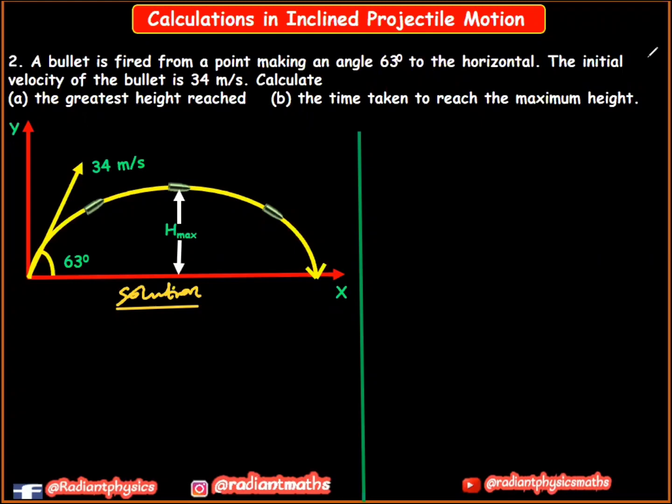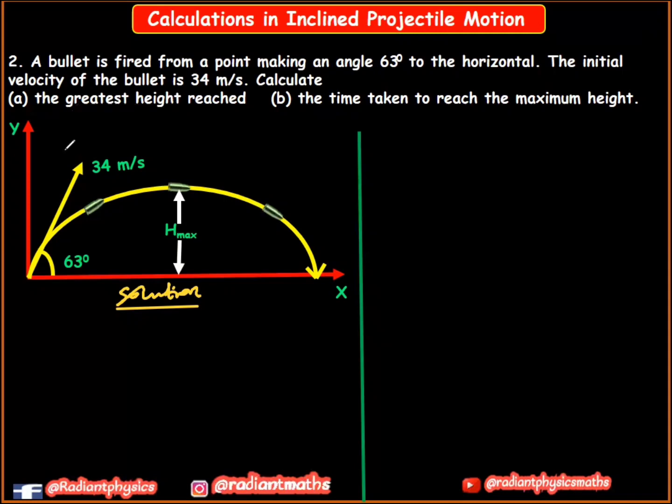A bullet is fired from a point making an angle 63 degrees to the horizontal. The initial velocity of the bullet is 34 meters per second. Calculate the greatest height reached. And the second question is the time taken to reach the maximum height. The greatest height is the same thing as the maximum height, okay?